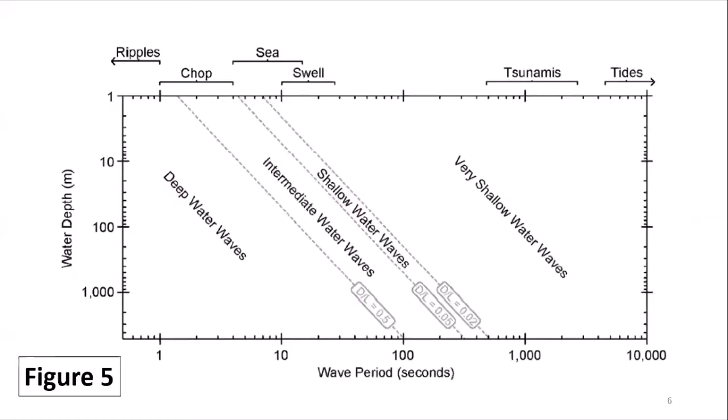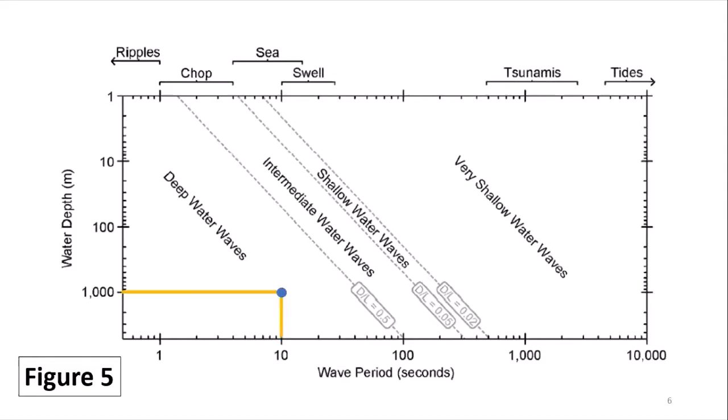Next, using figure 5 from your lab, you'll learn how to determine the behavior of a wave, whether it's a deep water, intermediate, shallow, or very shallow wave, and how it's classified, whether it's a ripple, chop, sea, swell, tsunami, or a tide. You can use this chart when given a known water depth, as seen here on the y-axis, measured in meters, and also a given known period, seen across the x-axis, measured in seconds. Note that both axes are log scale.